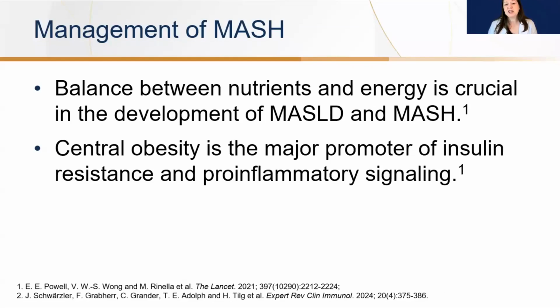So let's talk about the management of MASH and MASLD. We definitely want to use diet as a key role in mitigating MASH and MASLD, but we have to balance that between making sure that patients are getting adequate nutrients, nourishing their body, and maintaining their energy requirements. Central obesity, we think, is one of the major promoters of insulin resistance, type 2 diabetes, and pro-inflammatory signaling. So decreasing that central obesity is going to be key. But again, we want to balance that with adequate nutrition.